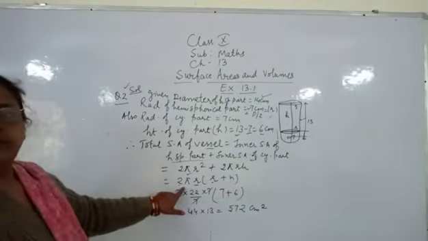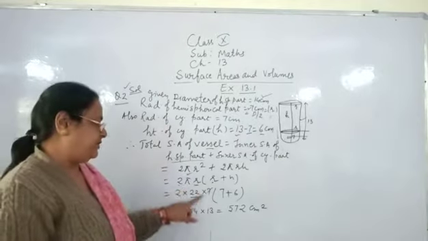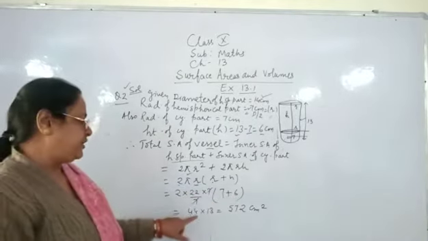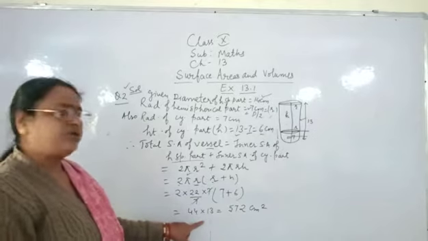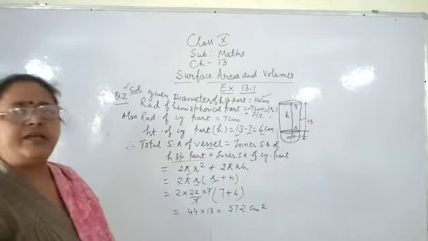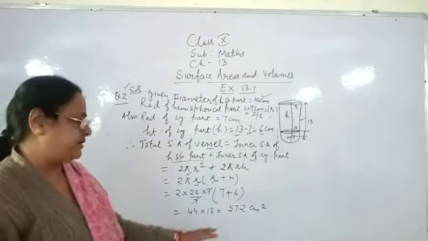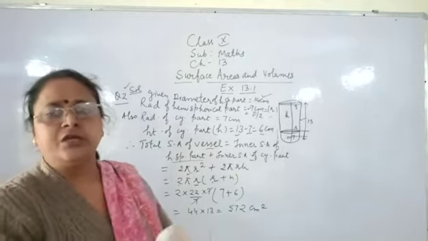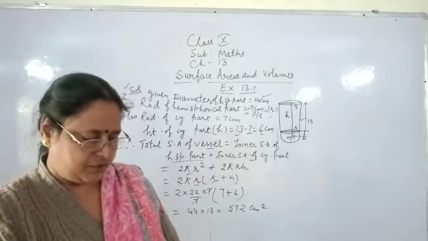2 into, what is the value of pi? 22 by 7. r is 7 here, again r is 7 and height is 6. Put these values and you can solve. You will get 572 centimeter square. And listen to me students, you have to do these questions in the notebook. Now I am taking question number 3.